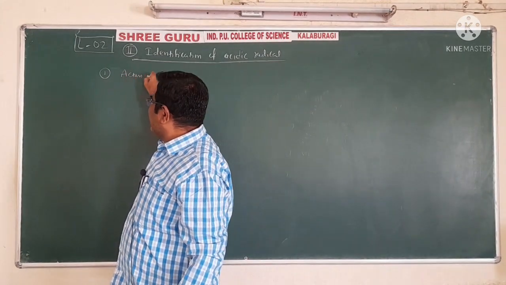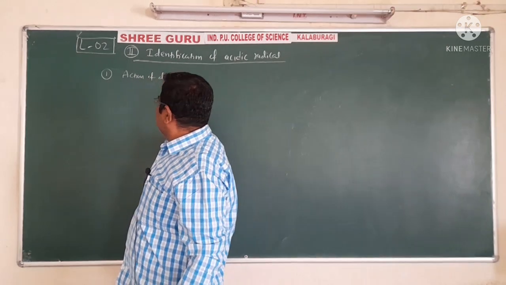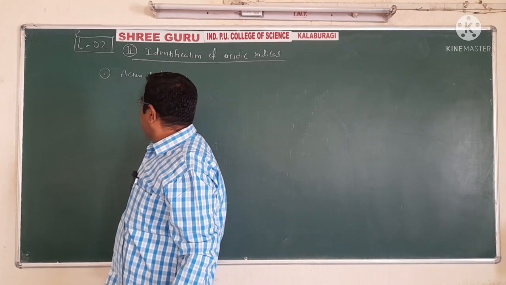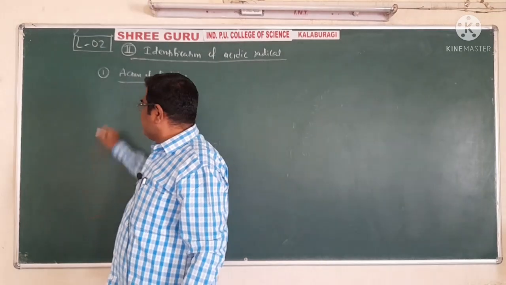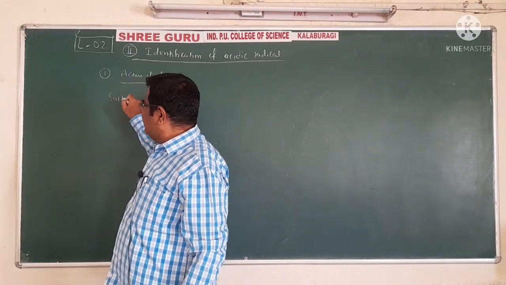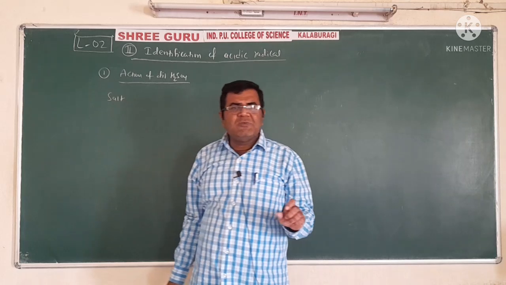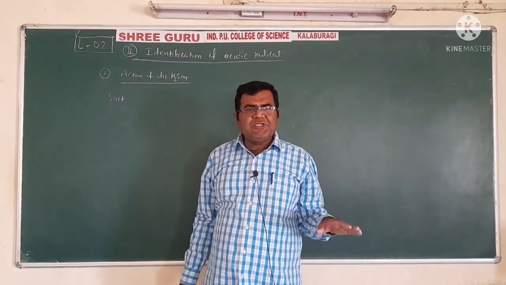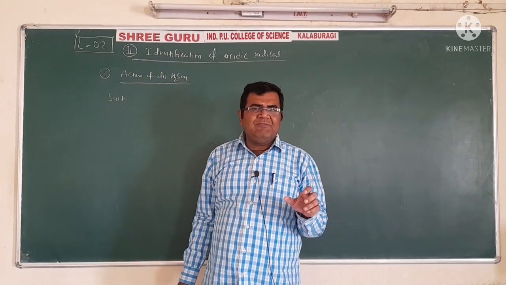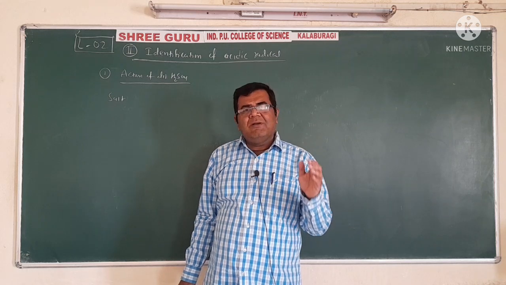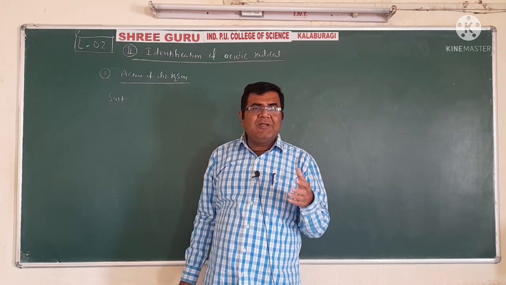First we call it the action of dilute sulfuric acid. We have to take the salt in a dry test tube. Before the experiment, you wash all the test tubes which are there in the test tube stand, because if some impurities are there, you may not get the correct observation.